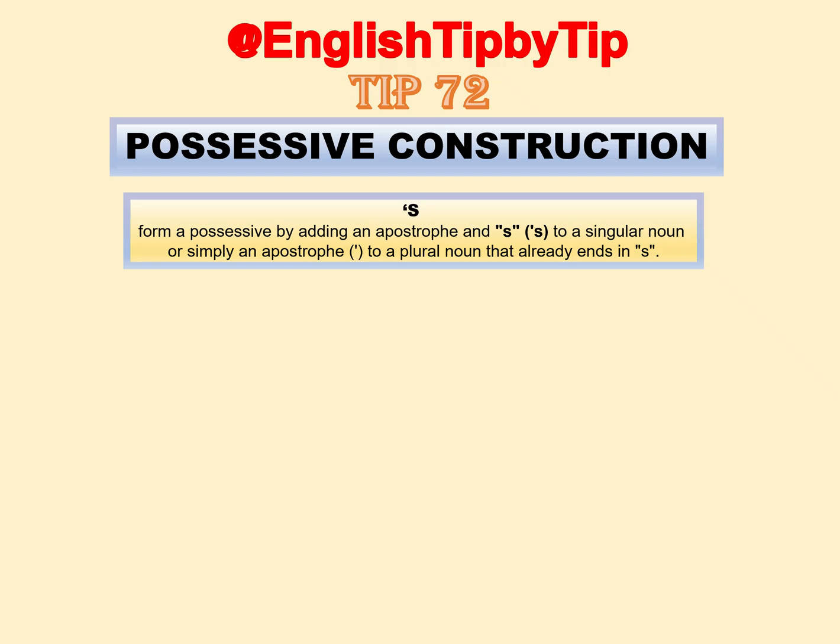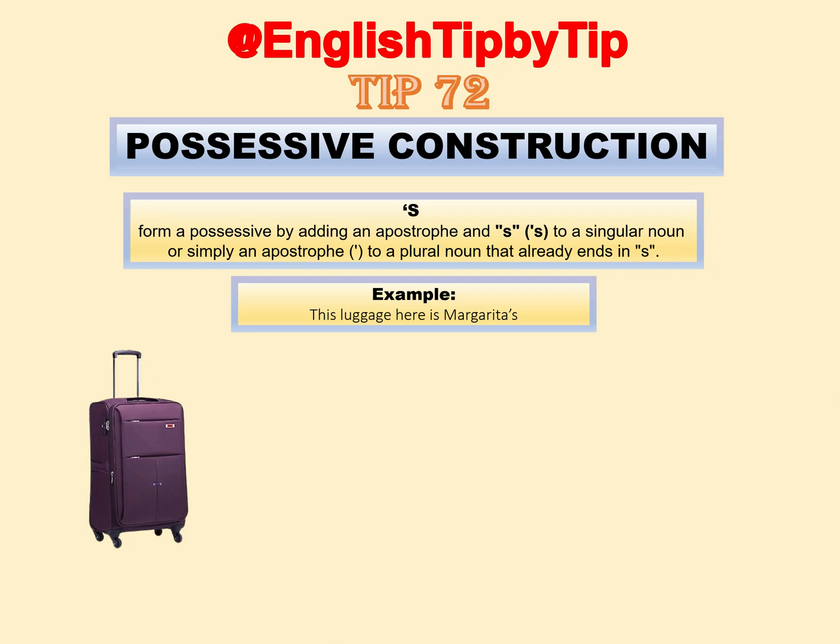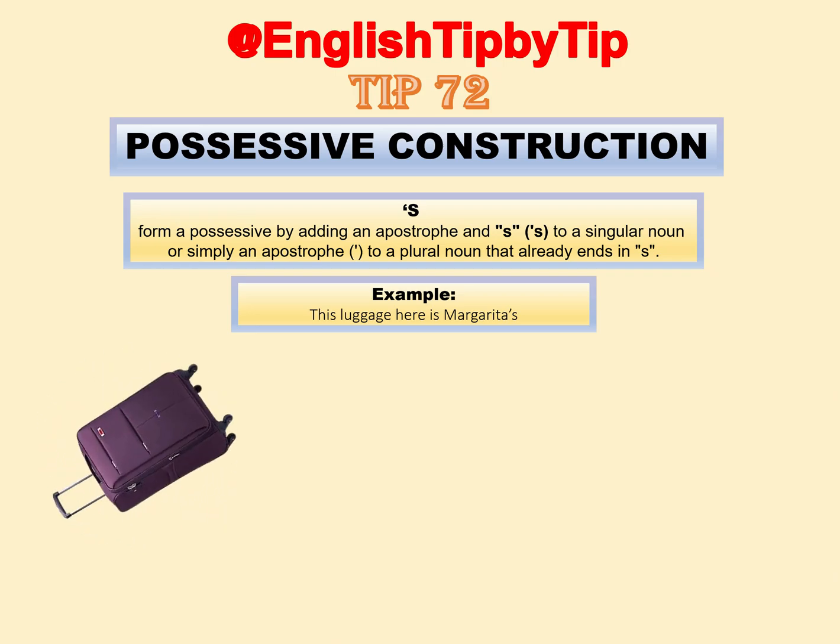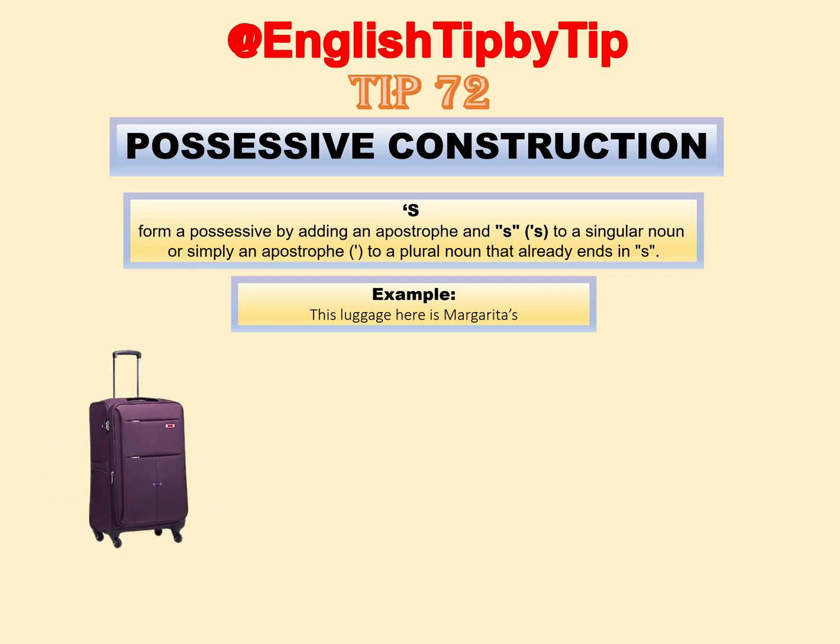Apostrophe S. Form a possessive by adding an apostrophe and S to a singular noun, or simply an apostrophe to a plural noun that already ends in S. Example. This luggage here is Margarita's.